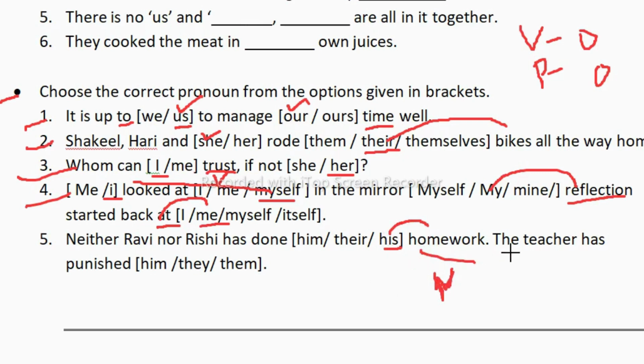His homework. The teacher has punished him, they or them, because they both get the punishment together. That's why we have to take the plural pronoun here. The teacher has punished them. The correct answer will be them. Neither Ravi nor Rishi has done his homework. The teacher has punished them. This will be your correct answer.